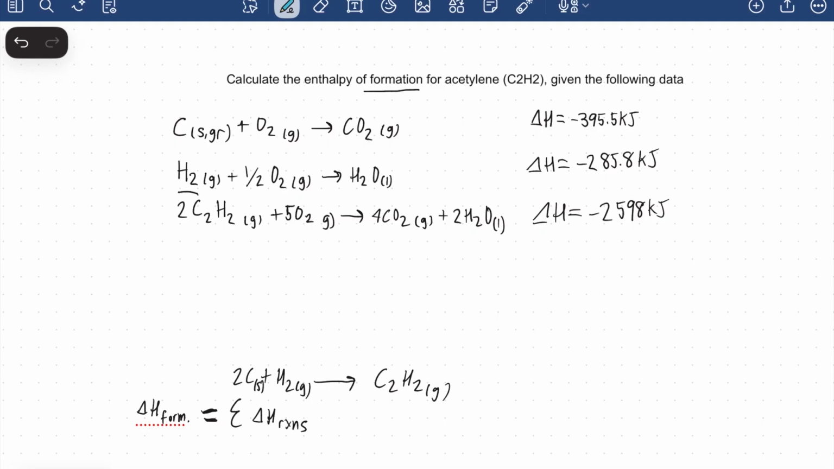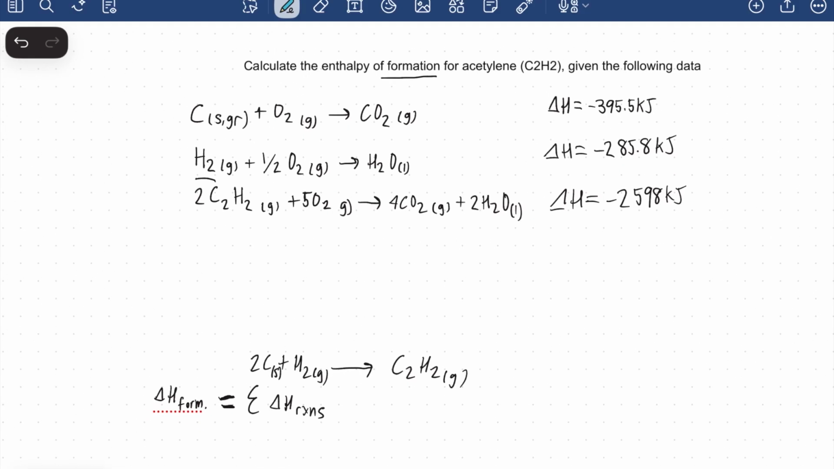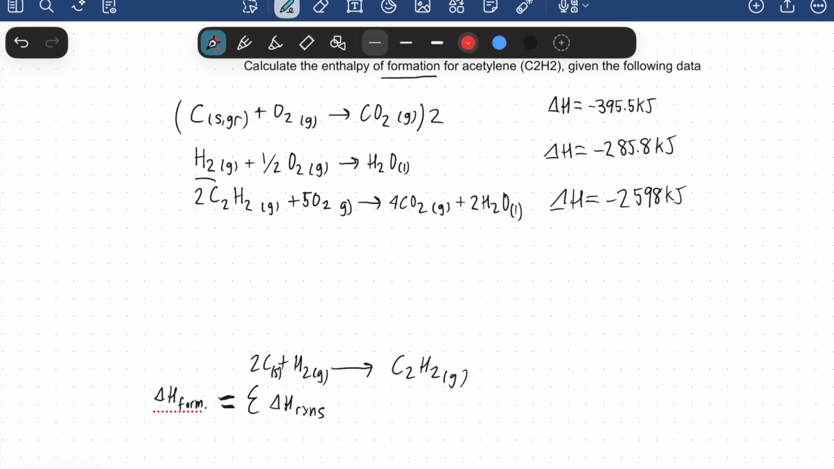So, we know that in our net equation we need carbon, and we have 1 carbon in our first equation. But in our net equation, we need 2. So we know that we're going to have to multiply this equation by 2. So this will be 2 carbon plus 2 oxygen gas creates 2 carbon dioxide.